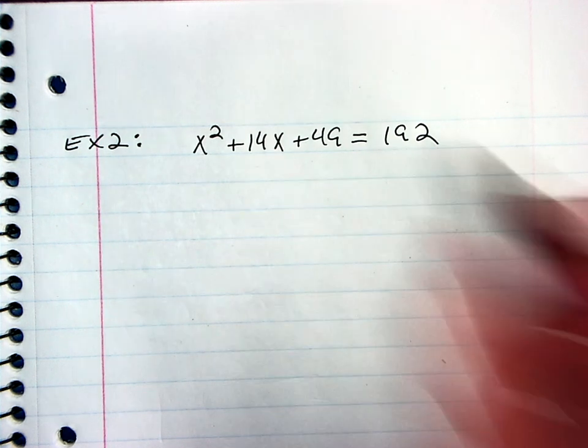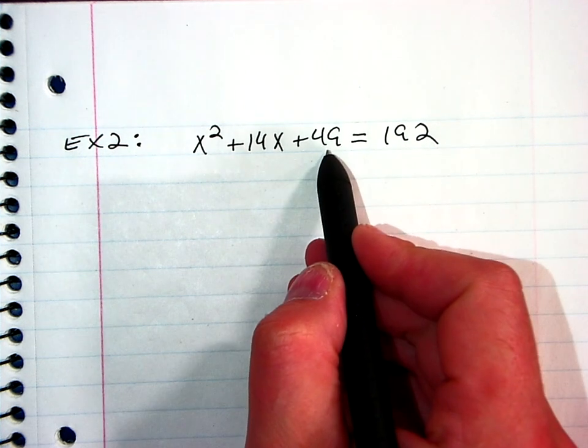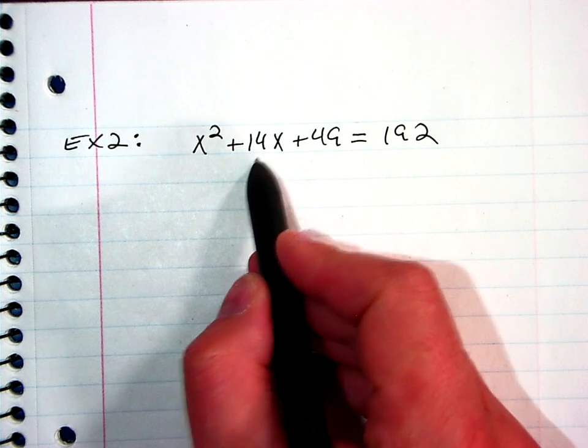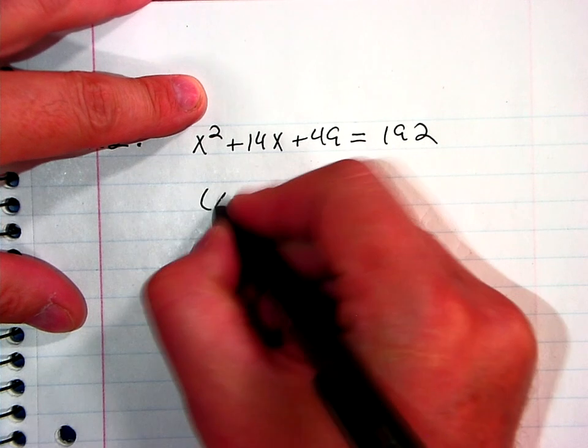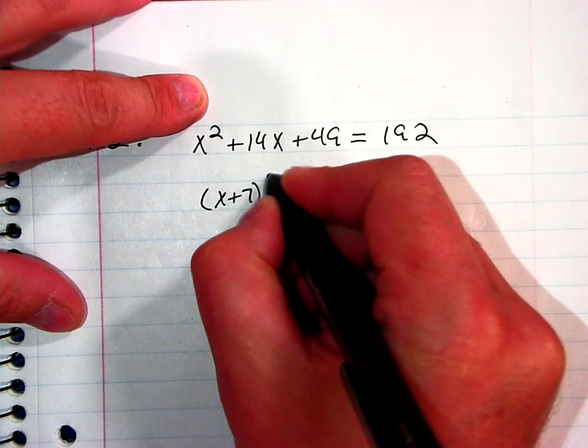Yep. All right, but is 49, what's the factors of 49? Does that equal 14 when you add them? Yes. So this is going to factor into x plus 7 squared.